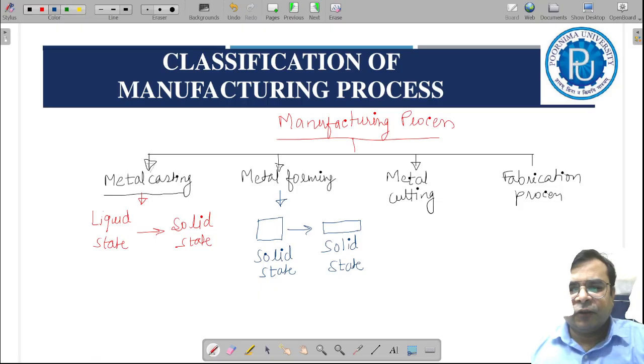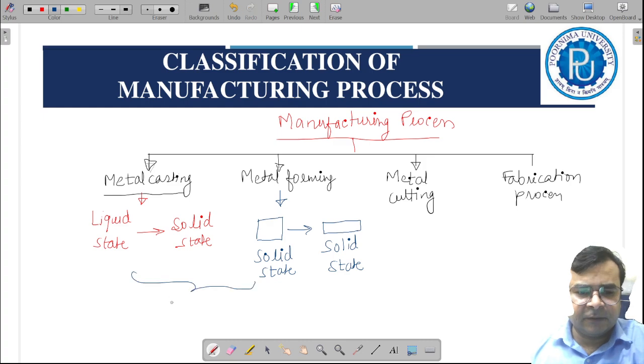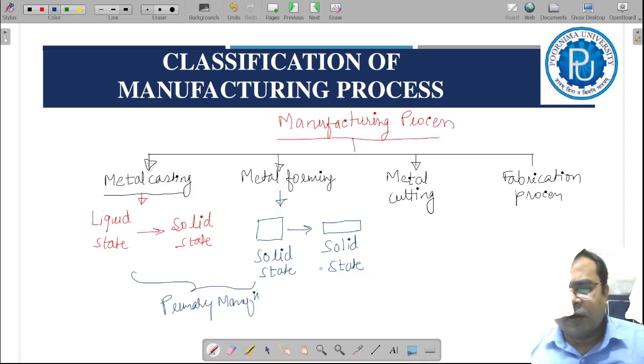Is it right? So basically in the metal forming process, we need to reshape the solid material by plastic deformation of the metal. Here plastic deformation takes place. Here solidification takes place. Is it right? This is the difference. And both these processes are called primary manufacturing processes. Is it right? Both are called primary manufacturing.